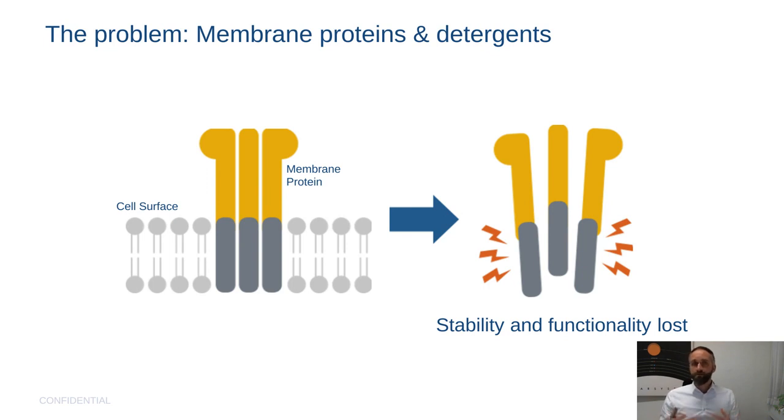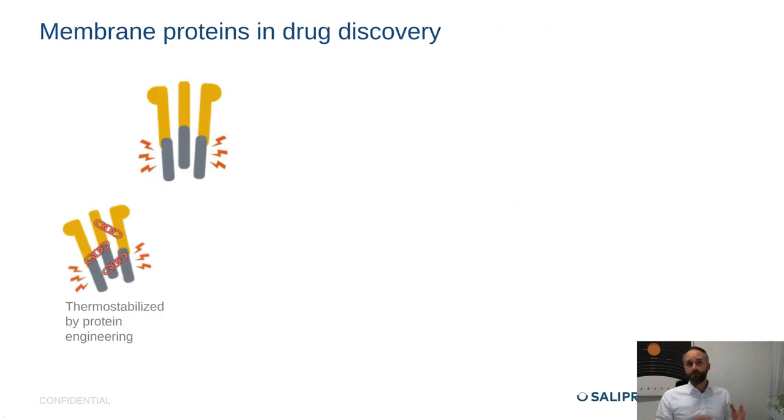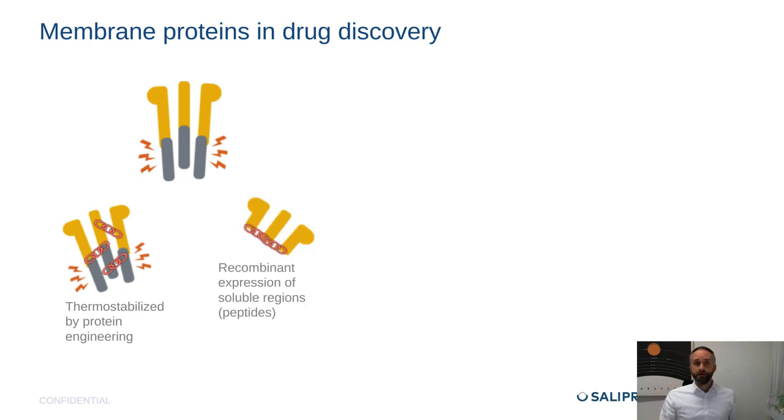There are several ways to work around that problem. One way, for example, is to engineer your membrane protein by introducing thermostabilizing mutations, or adding other domains, but it always involves heavy engineering, and this is a more non-natural approach. It also takes a lot of time to find those specific mutations. Another way is to just cut away the transmembrane part and work with the soluble regions, or just peptides. But again, this is a very unnatural and artificial approach. You don't know if this is the real thing or if it's too much engineered.